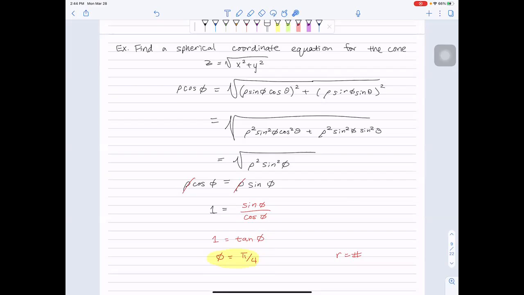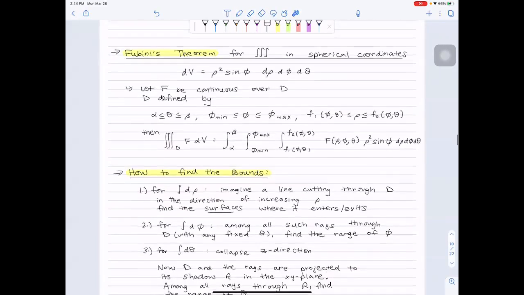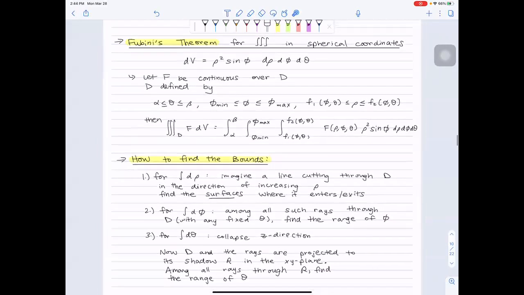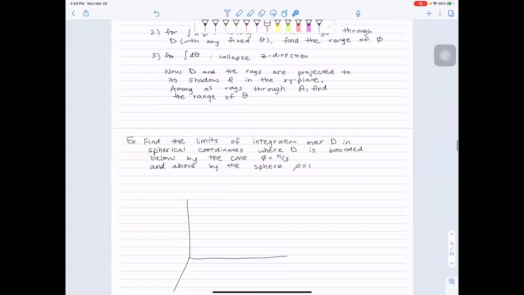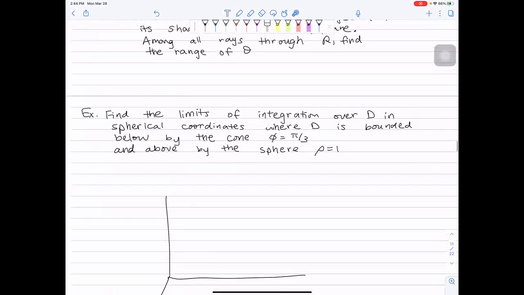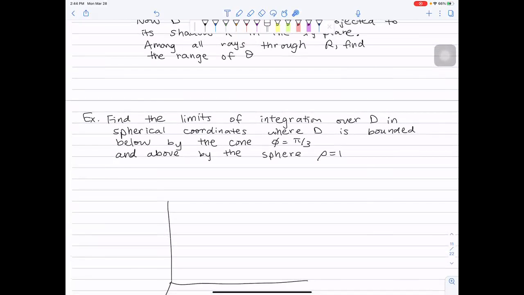Okay, so let's do a triple integral question. Now we have Fubini's theorem for triple integrals in spherical coordinates. Okay, let's think about this question. Find the limits of integration over D in spherical coordinates, where D is bounded below by the cone. So we know this is a cone now, and above by the sphere.